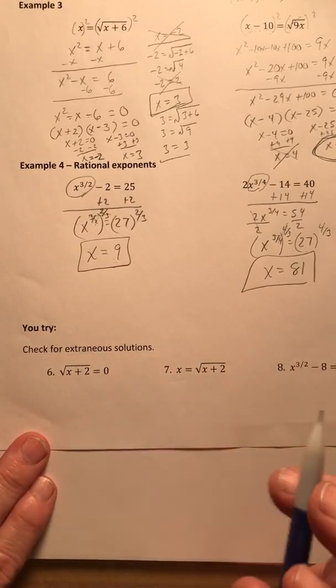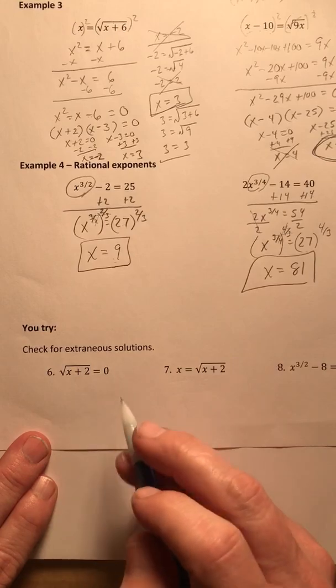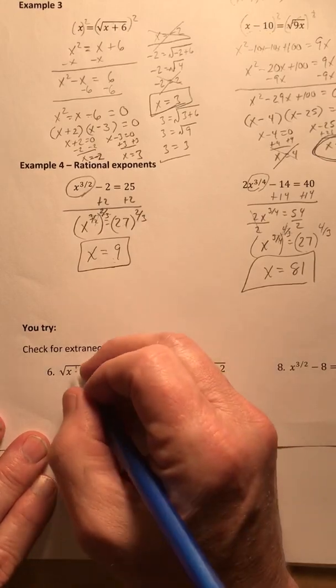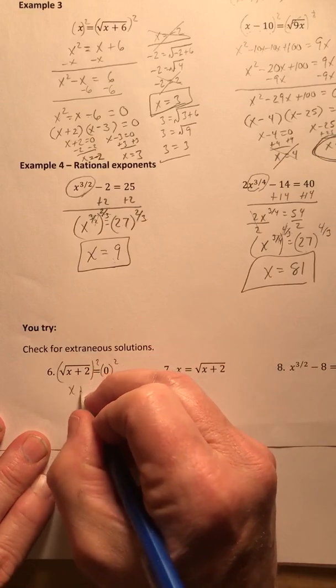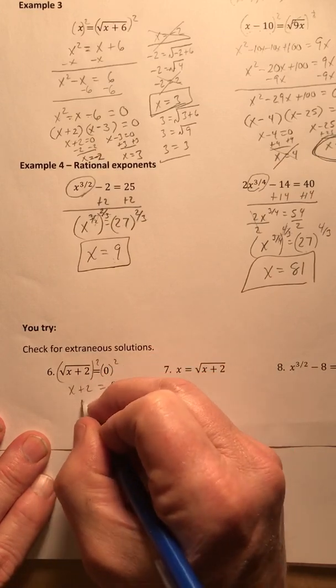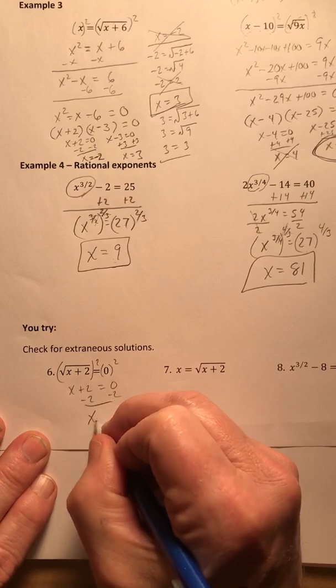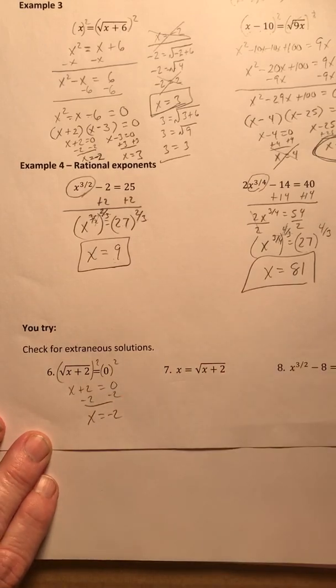All right, try them again. Pause it, go ahead and do them on your own, and then I'm going to do them. All right, so I'm going to square because it's already isolated. I got x plus 2 equals 0. Subtract 2, and we get x equals negative 2.